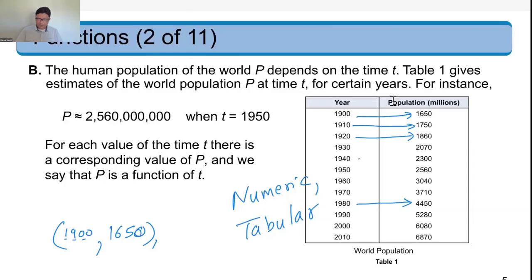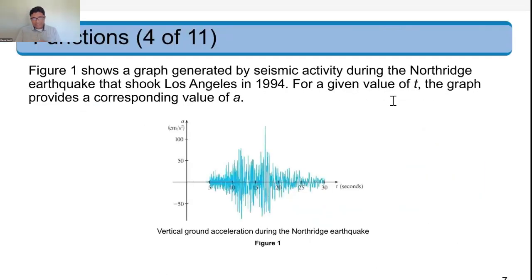And continued with all other ordered pairs, okay. Here is another function and another way to represent the earthquake. The magnitude of the earthquake is measured by this seismograph. It's a graphical way to represent it. So what is the function of what here? The amount of vertical ground acceleration is a function of time here.